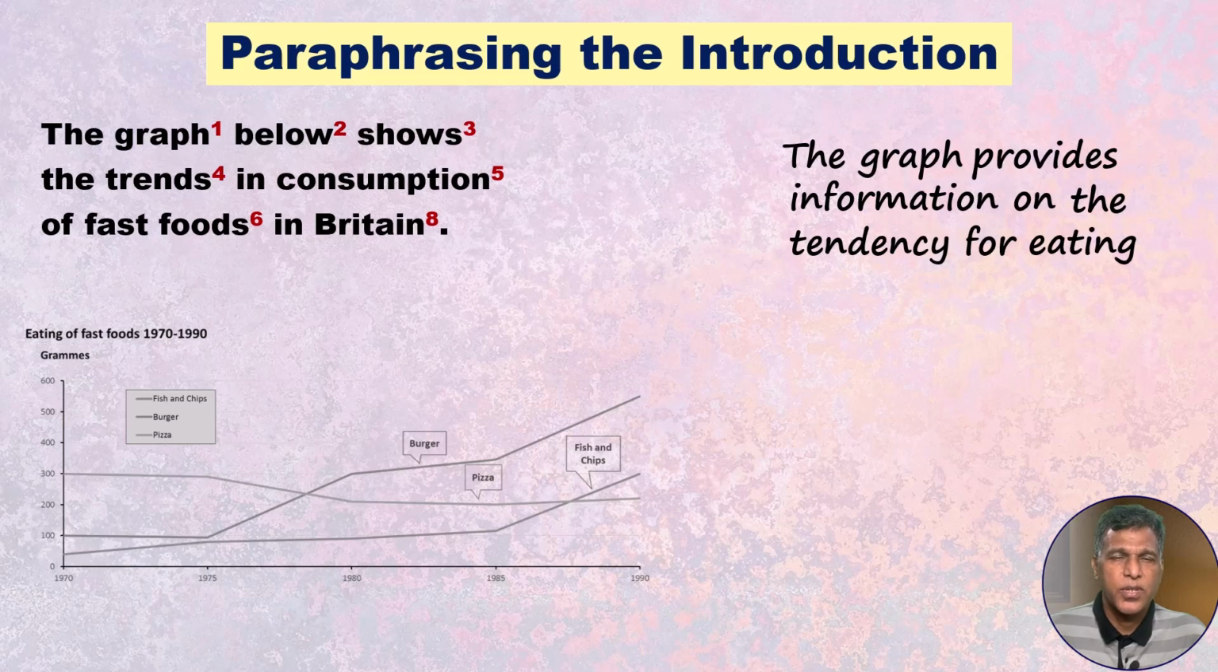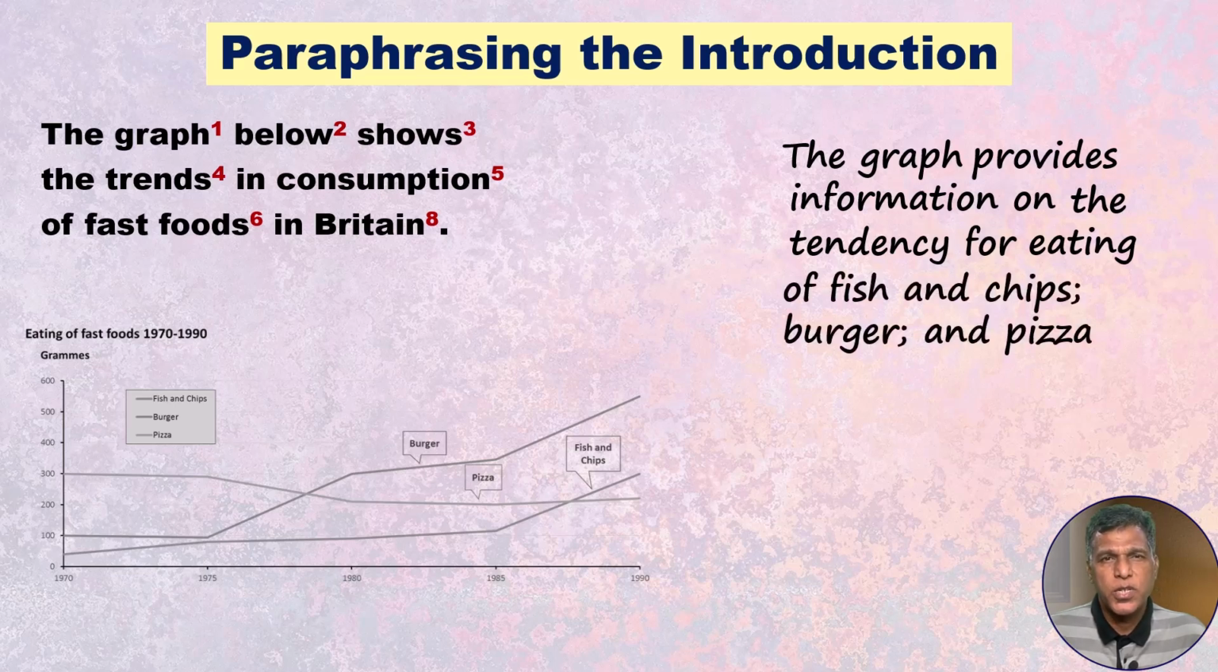Next, instead of fast food, I use the specific foods from the legends, fish and chips, burger and pizza. I also add the unit grams. Then I keep the place name Britain.